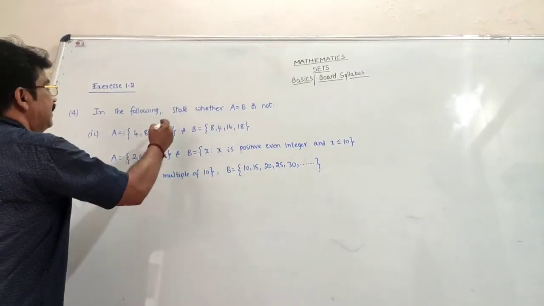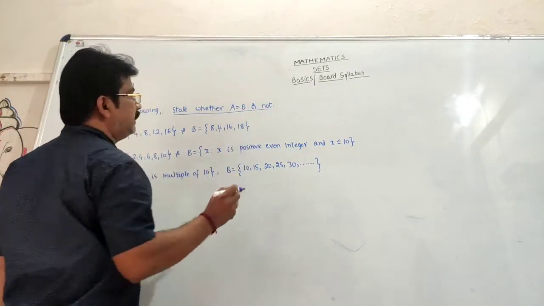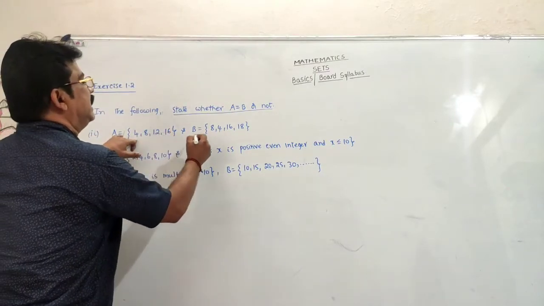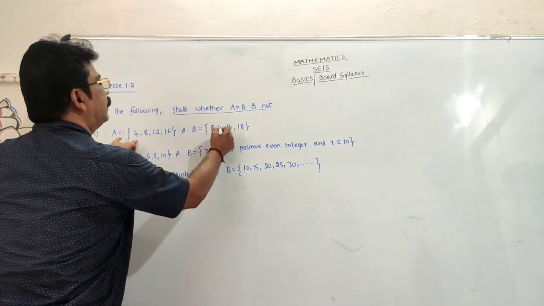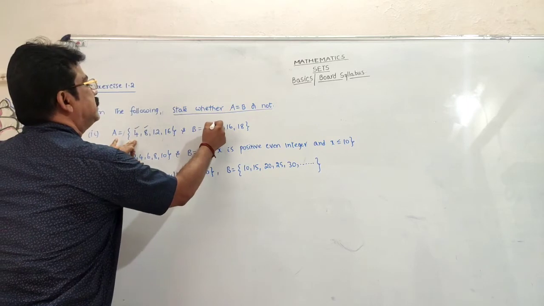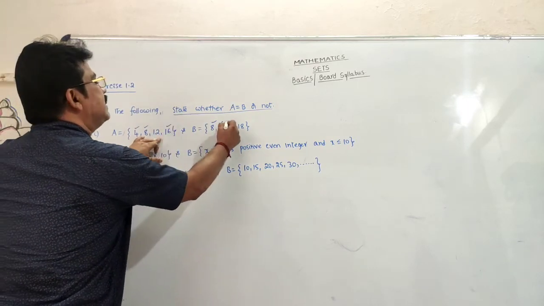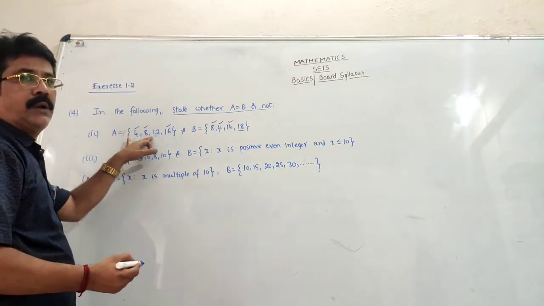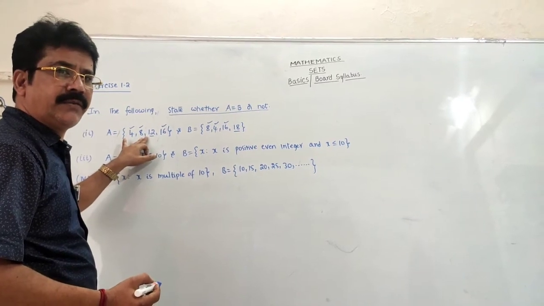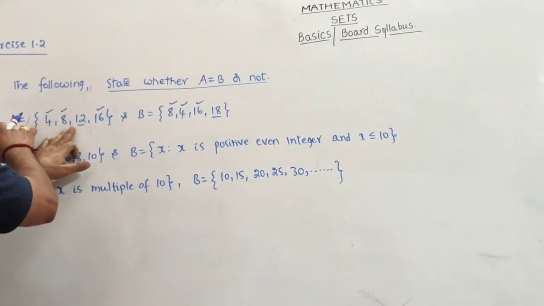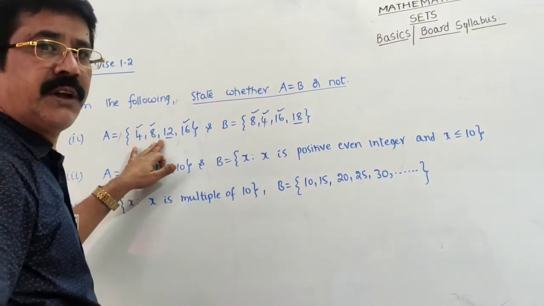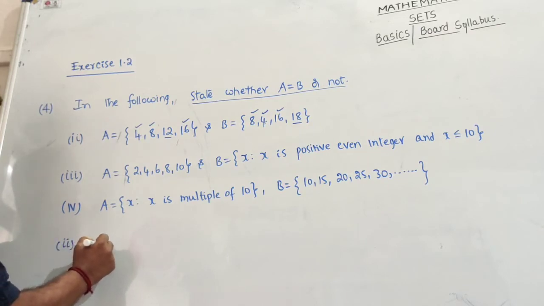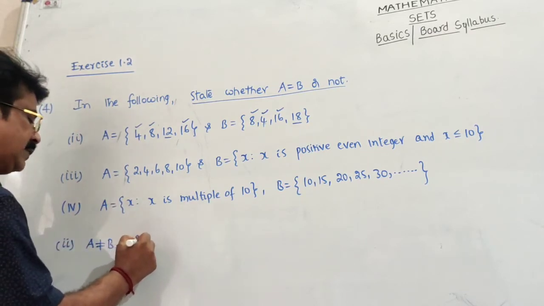Next question. In the following, state whether A is equal to B or not. A equal to {4, 8, 12, 16}. B is equal to {8, 4, 16, 18}. Okay. 4, 8 is there, 16 is there. But 12 is different from 18. So, number 2, final answer: A not equal to B.